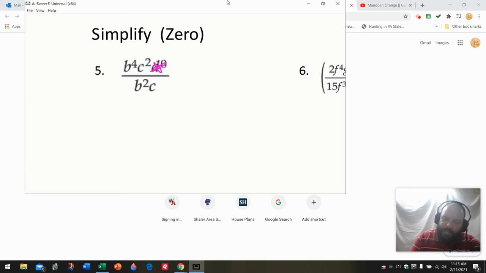Now the b's and c's we have are being divided, so we would subtract them. So it becomes b to the 4 minus 2, which is 2. And then the c's, remember, if there is no power, it's a 1. So the c's you can see are 2 and 1, 2 on top, 1 on the bottom. So it would be 2 minus 1, which is 1. And there is your final answer for number 5. B to the second, C to the first.